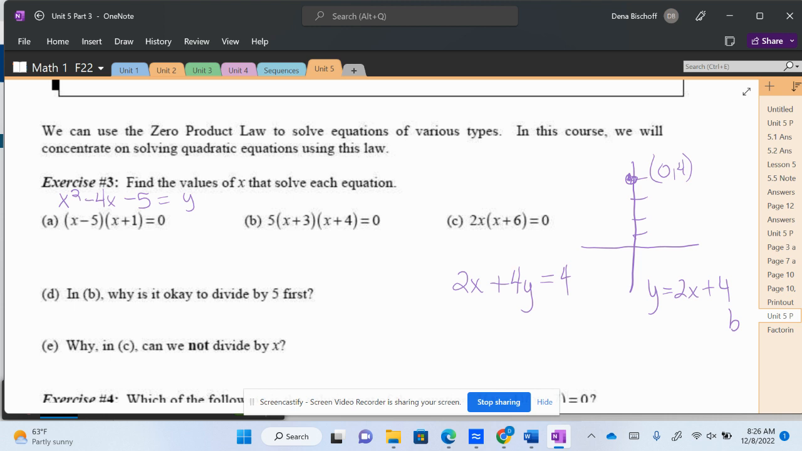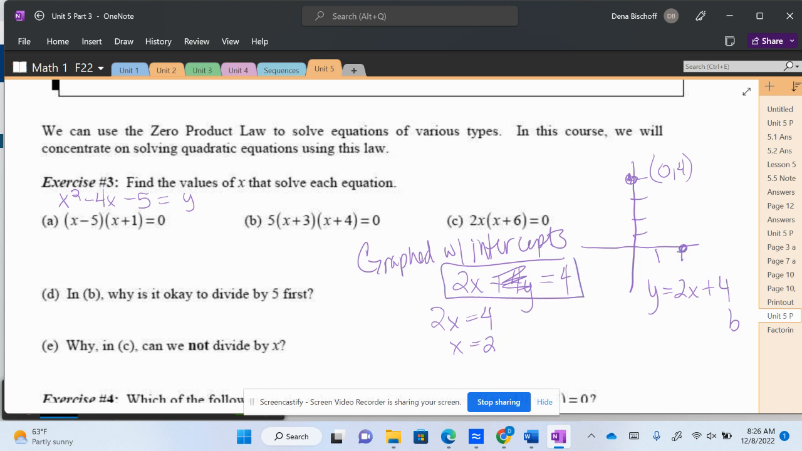Do you guys remember learning the cover-up method? This was how we graphed these with intercepts. This is standard form, okay? And we said, hey, if we cover up the 4y, we actually have the equation 2x equals 4, which means x equals 2, meaning that this equation right here is going to cross the x-axis at 2. And if we cover up the x, we have the equation 4y equals 4, which means that this graph right here is going to cross the y-axis at 1. Do you guys remember doing that?